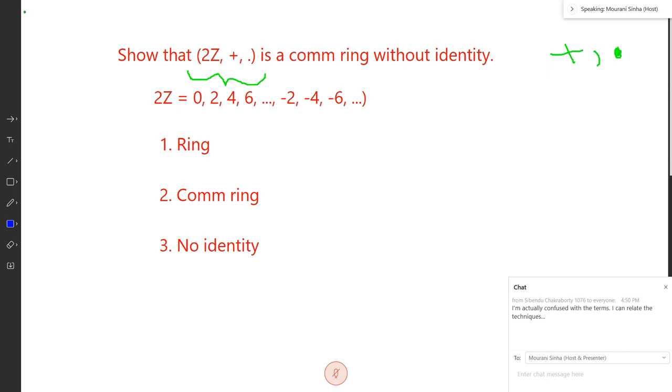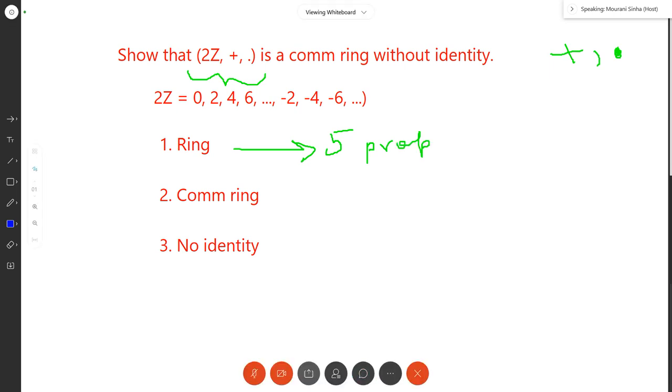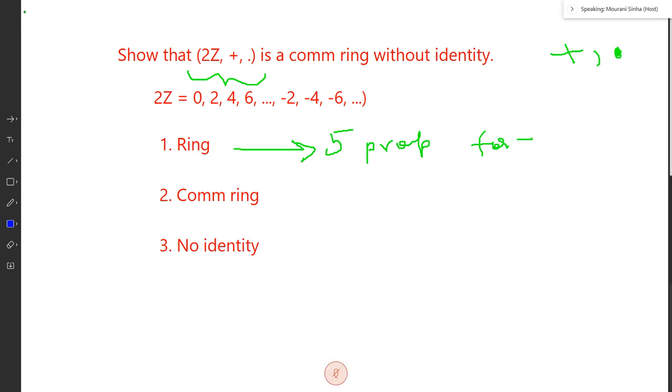So when we are talking about a ring, that means you have to show all the 5 properties actually. Abelian group for your addition. So 5 properties. That means closure, associative, identity, inverse, and your commutative property. Okay. So this is all you have to show actually.